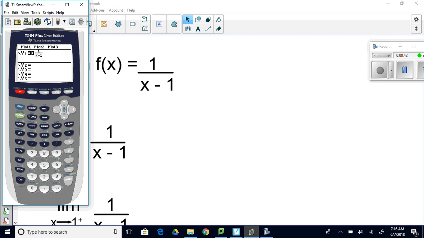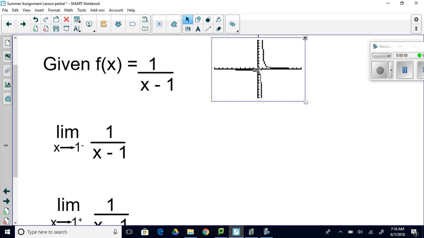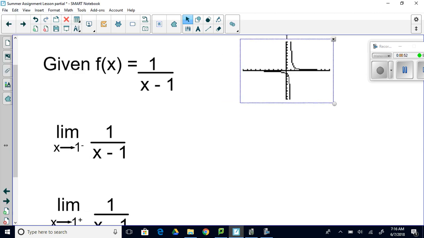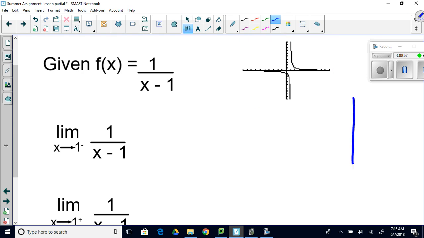If we go to y equals, we type that in. You either need parentheses around the bottom of the fraction, or you need to use that alpha y equals button. So I got my lovely graph going here. And if I needed to graph this without my calculator, I know that 1 makes the bottom 0. So 1 is the location of my vertical asymptote.